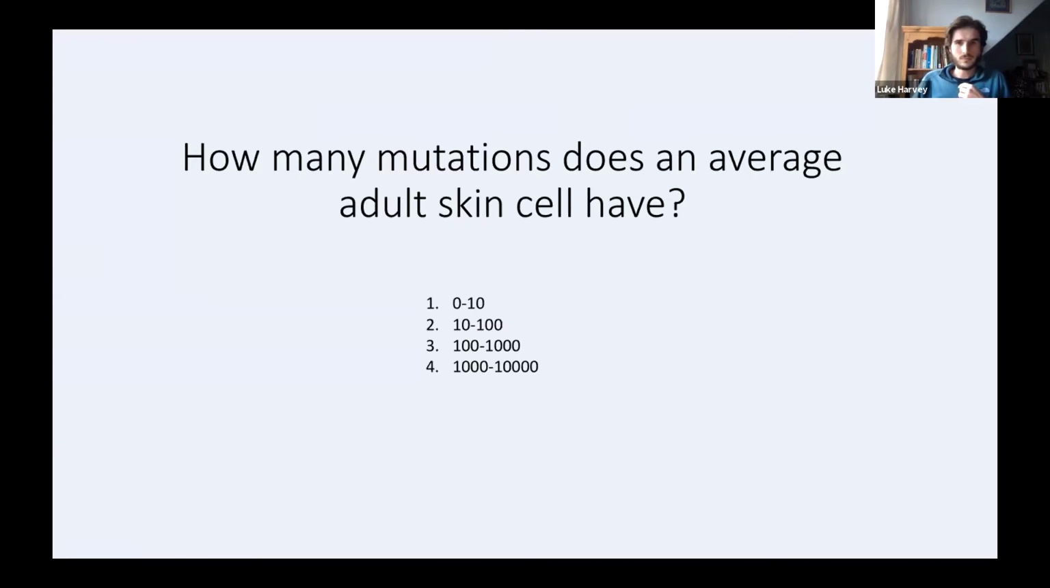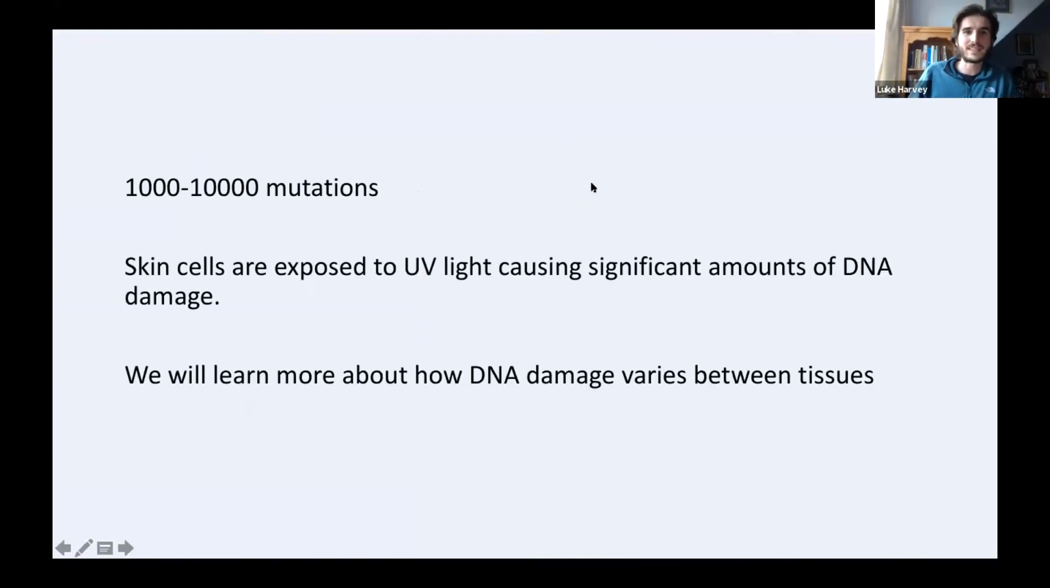So it looks like most people think it's quite a lot. We've got nobody going for 0 to 10, a few people going for 10 to 100, and then a very even split between our top two categories of 100 to 1,000 or 1,000 to 10,000. The highest one is just winning, but by like 2 votes. Very good, everyone. Yeah, you're absolutely correct. An average adult skin cell has between 1,000 and 10,000 mutations.